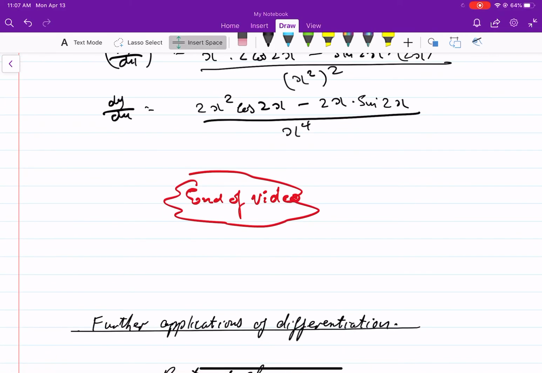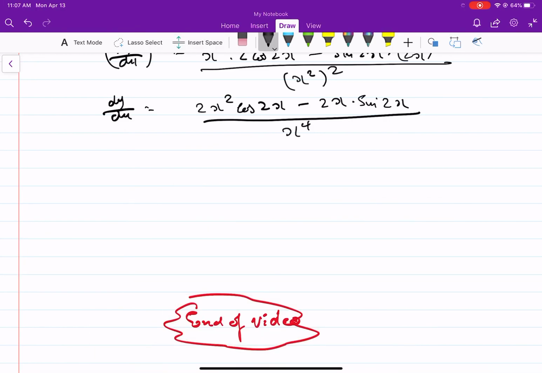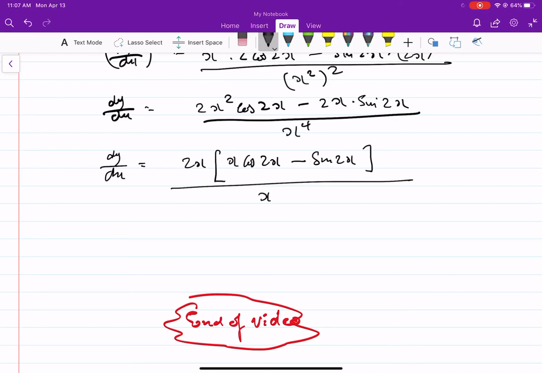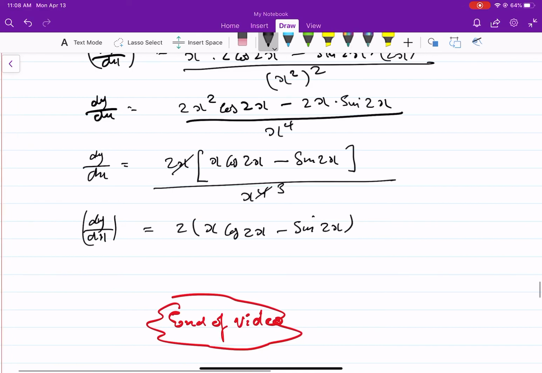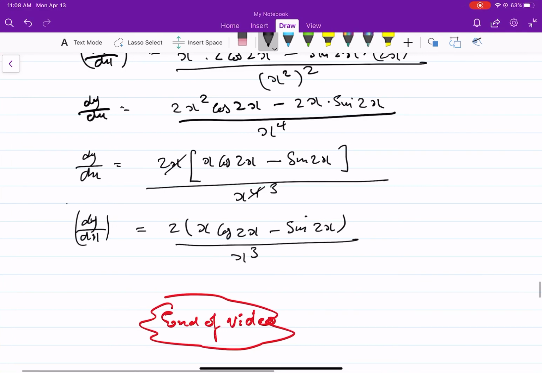A little bit of indices there. And what else can I do? I can factor out a 2x. dy/dx will be equal to 2x comes out. What's left inside in my numerator? x cos 2x minus sine 2x, all upon x to the 4th. This x will go with one of these x's, and I'm left with x cubed on the bottom. So finally, I'll write my end result for dy/dx as 2 into x cos 2x minus sine 2x, all upon x cubed. How you like them apples?